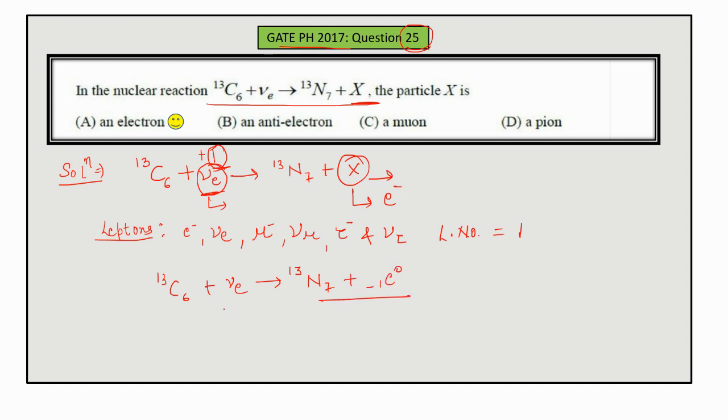You can see the atomic number is balanced on both sides, the mass number is balanced on both sides, and the lepton number is also balanced on both sides. So the answer is electron. I hope this question is clear to everyone. I'm moving to the next question.